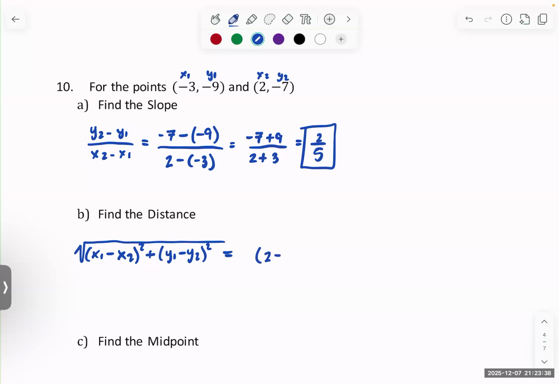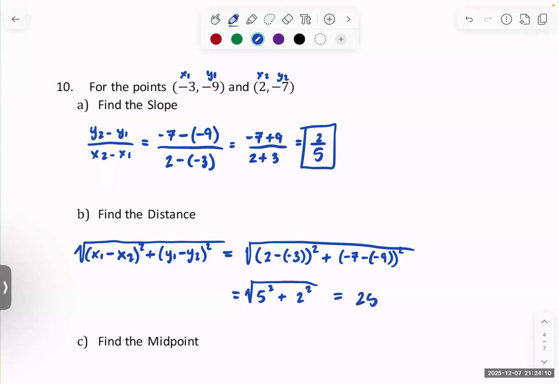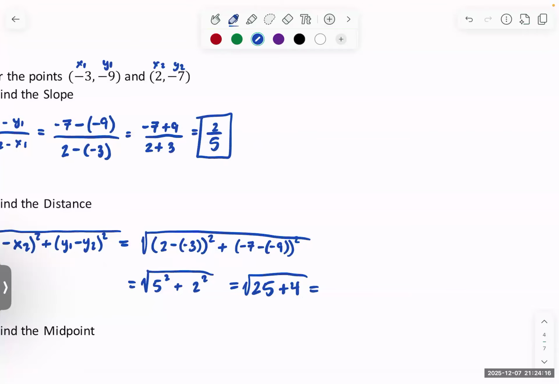2 minus a negative 3, squared, plus negative 7 minus a negative 9, squared, all under the square root. And this is equal to 5 squared plus 2 squared, which is equal to the square root of 25 plus 4, which is equal to the square root of 29.